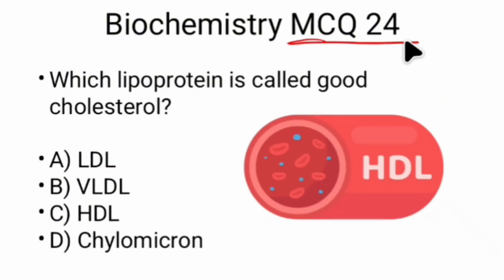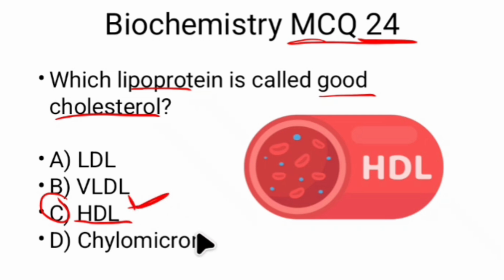Question number 24. Which lipoprotein is called good cholesterol? Correct option is C. HDL. High density lipoprotein is the good cholesterol.